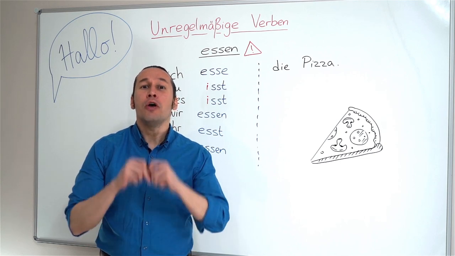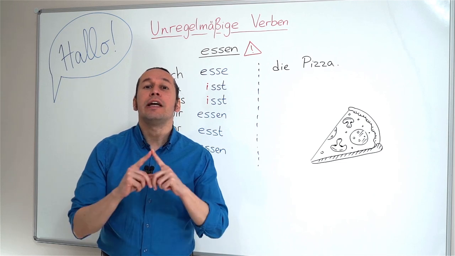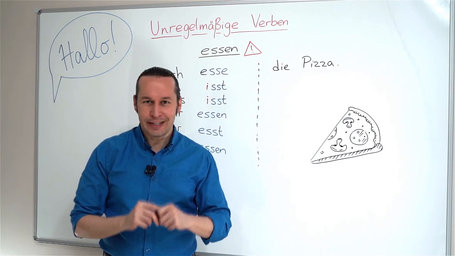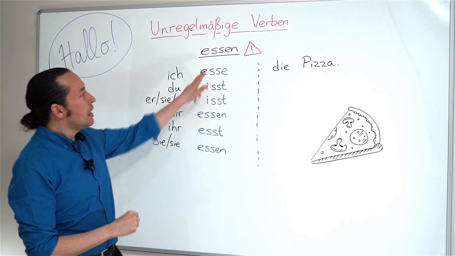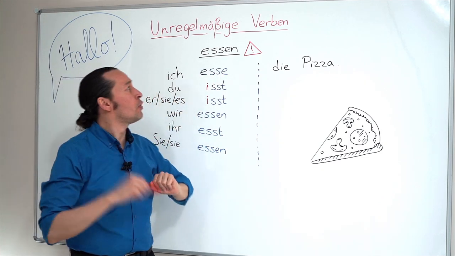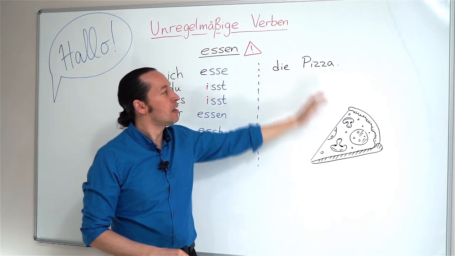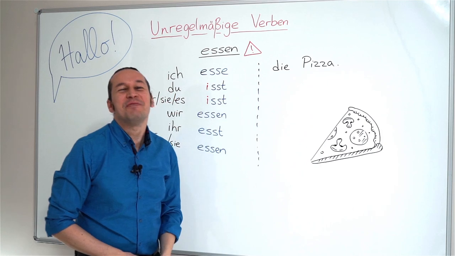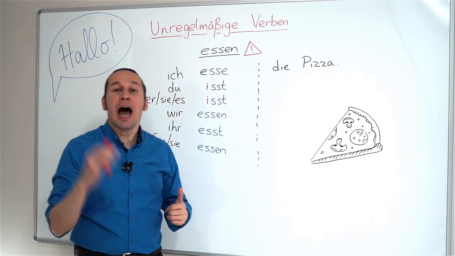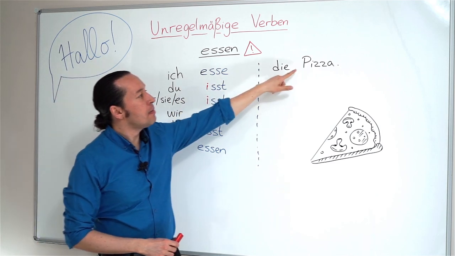In this video, we are going to learn Unregelmäßige Verben, which stands for irregular verbs. So let's get started. Here we have essen. Essen is an irregular verb. Die Pizza, as you see, pizza. When I say, I eat pizza, I'll say, ich esse Pizza.